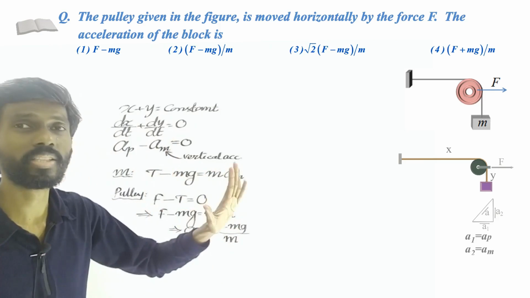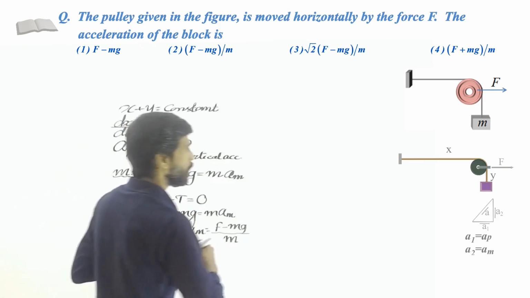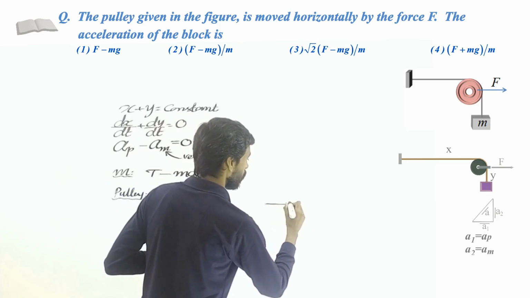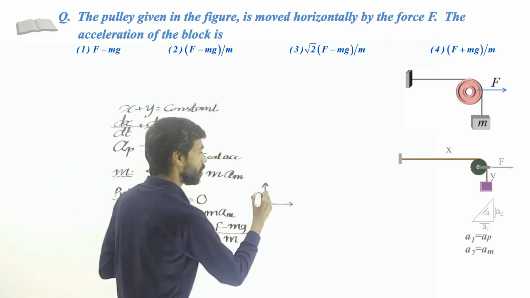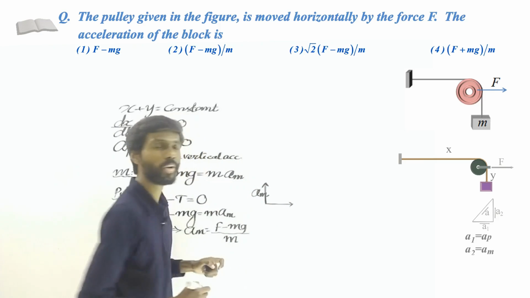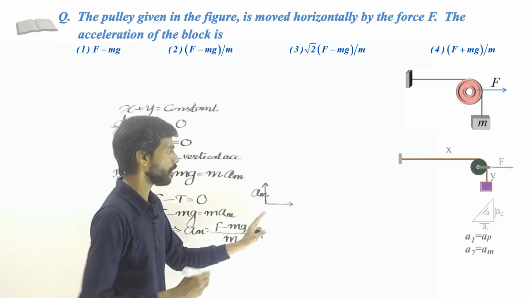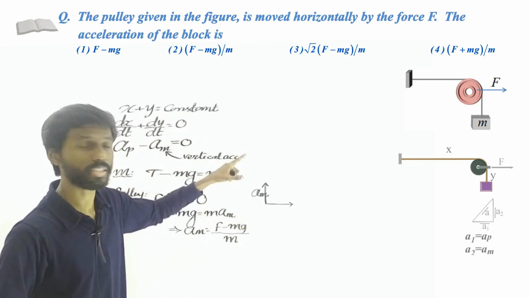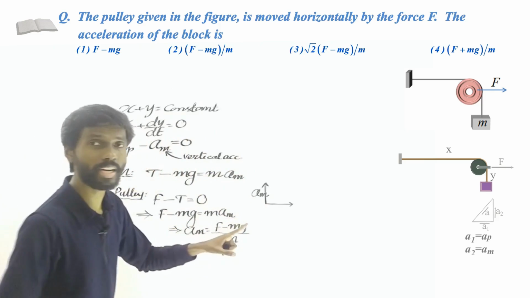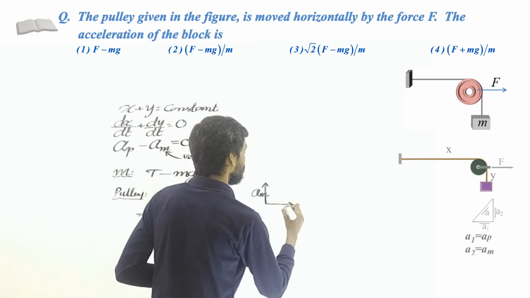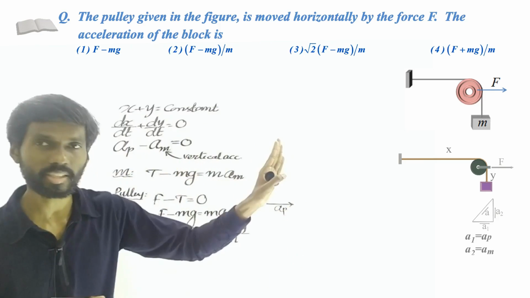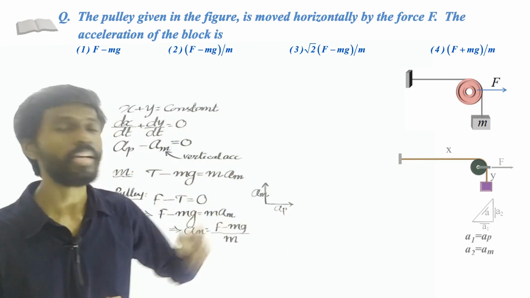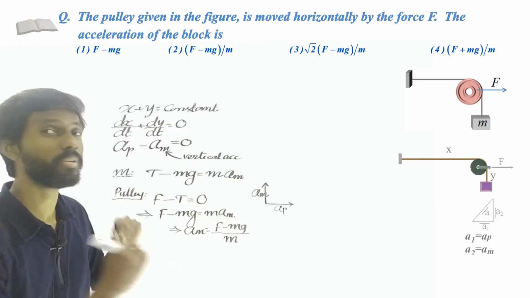Now we have to find the acceleration in the horizontal direction. This block actually moves in two directions. One is the upward direction, the acceleration am, which is the acceleration of the pulley. That is what we have found here. The horizontal acceleration is the same as the acceleration of the pulley. The pulley moves in this direction due to the force F, and similarly the mass m will also move in the horizontal direction with the same acceleration.